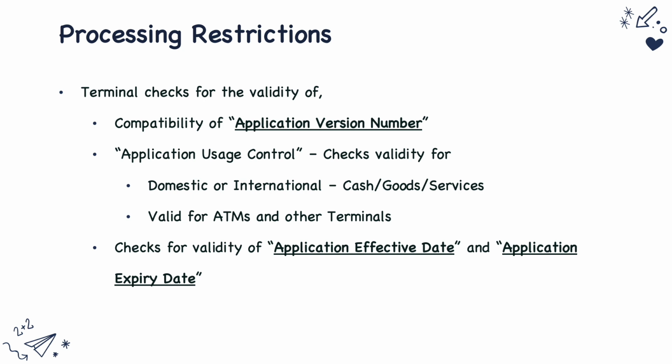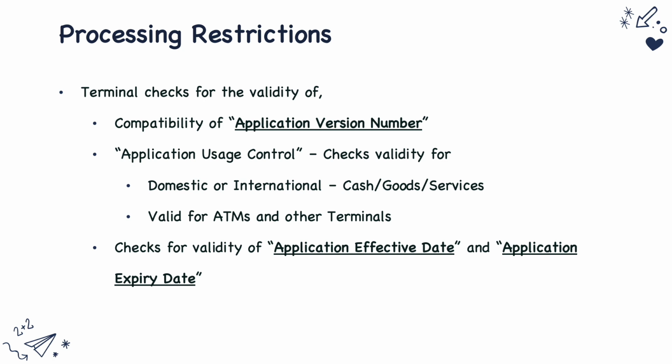The next step is processing restrictions, where the terminal mandatorily checks for application specifics. That is, it checks if the application version number is valid and supported, checks if the application is actually effective and has not reached the expiry date, and importantly, it checks something called application usage control.